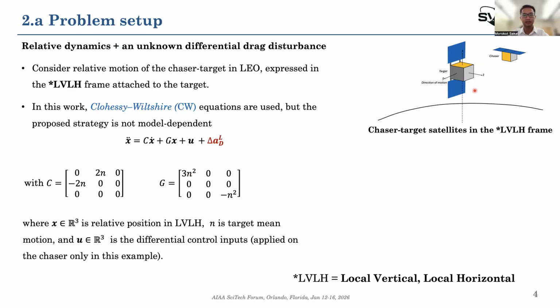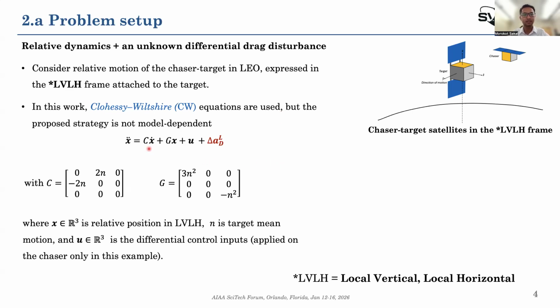I want to emphasize that even though we use the Clohessy-Wiltshire equation in this example, the strategy that we are going to propose from now is not actually tied to a specific model. You can also apply it to other models, or it's not even tied to this dynamic. It's just an example that we know in our research group. So that's why we decided to use it as a way to validate our proposed design.